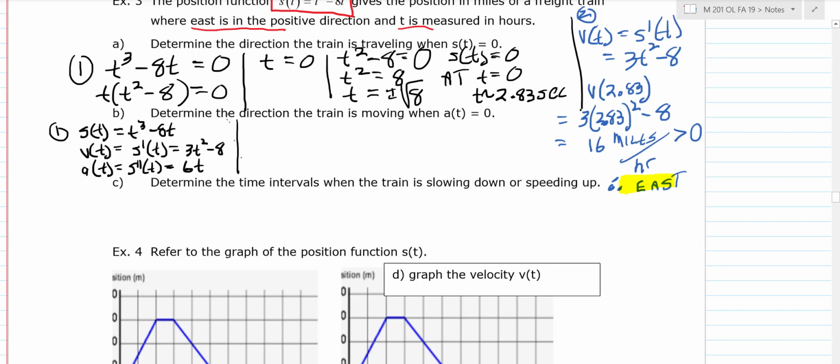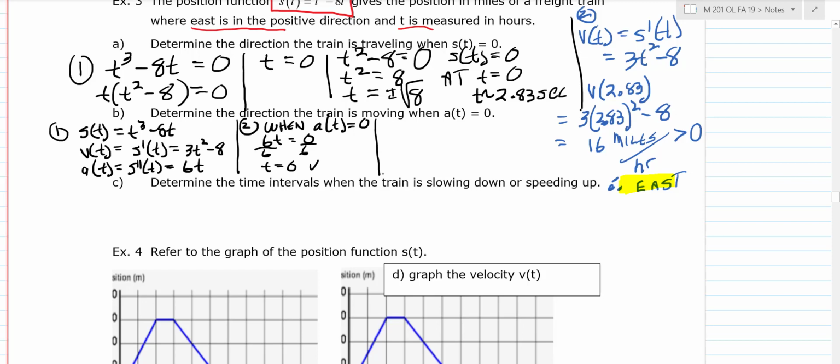Now what this says is determine the direction the train is moving when this happens. So we got to figure out when the acceleration is equal to 0. Well, the acceleration is 6t, so we just want to set that equal to 0. And then we can solve that equation. Of course, if you solve that equation, you would end up getting t is equal to 0. So that's when that happens, the acceleration is 0 at the beginning of the journey.